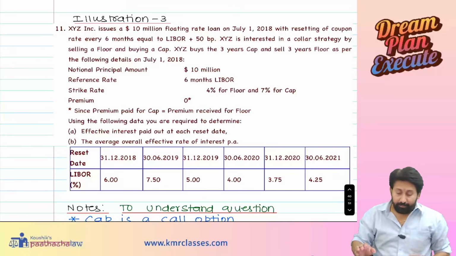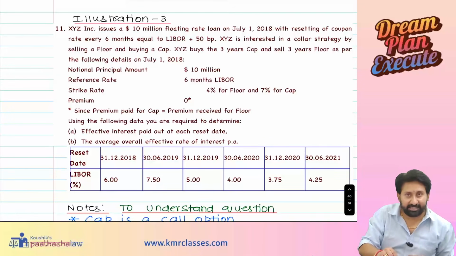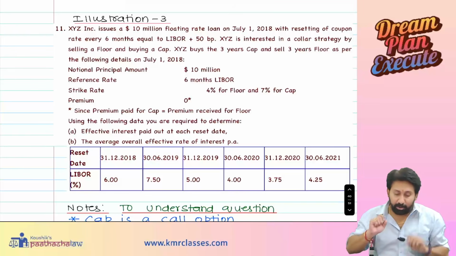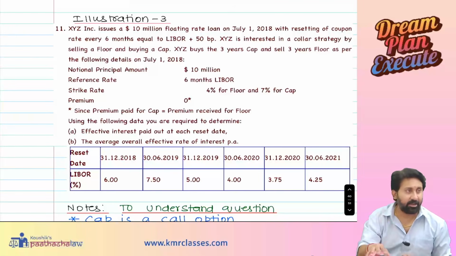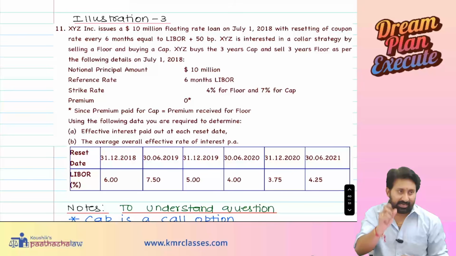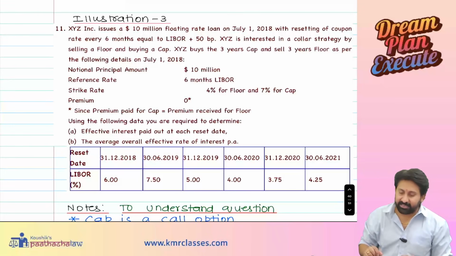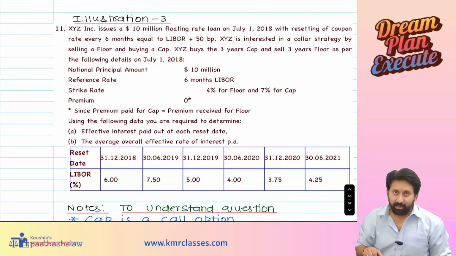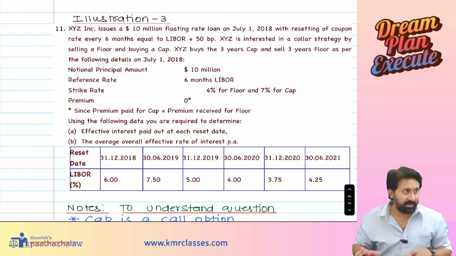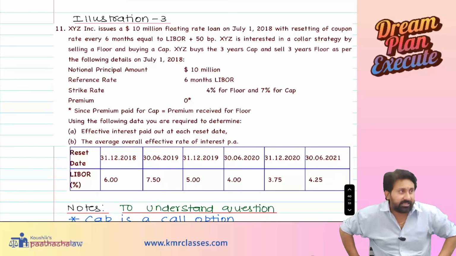Okay. The reset date is every 6 months and you are locking yourself at LIBOR plus 0.5% spread. LIBOR is the floating rate, 0.5 is the profit they are going to make. That's a spread transaction. XYZ is interested in a collar strategy. What is a collar? You will go for both the floor as well as a cap. I will explain it through the discussion, then you will understand.